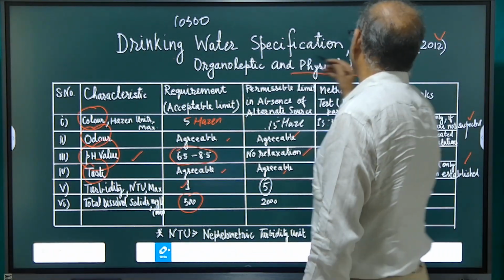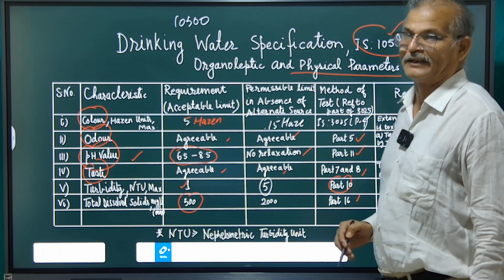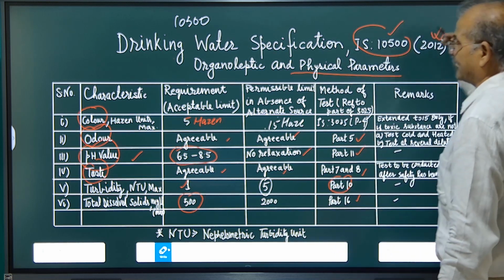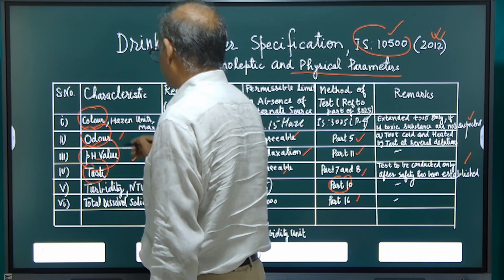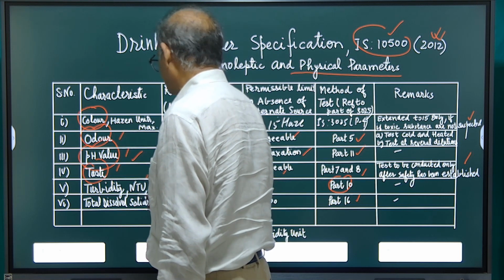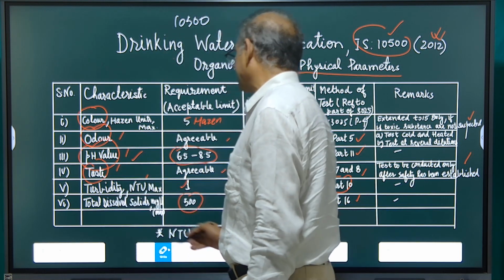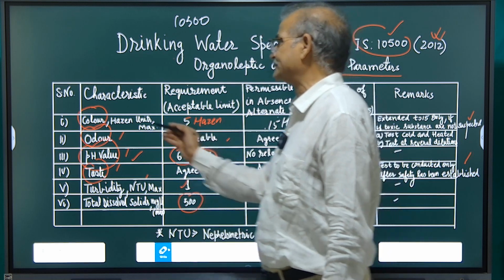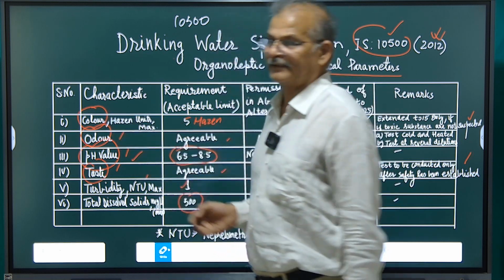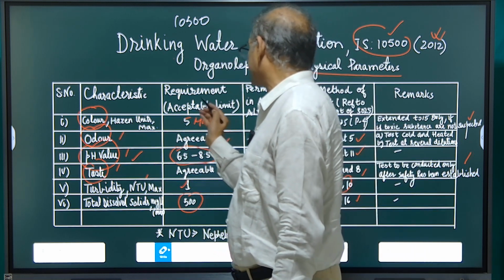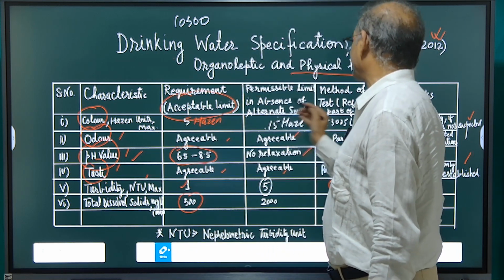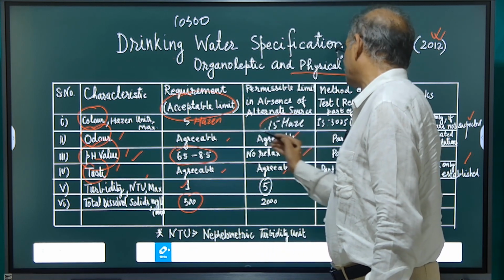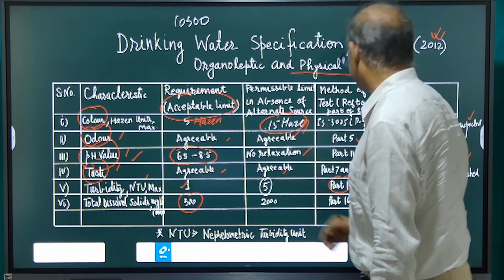The drinking water specification is given in IS 10500:2012. The parameters are color in Hazen units, odor, pH value, taste, turbidity in NTU maximum, and total dissolved solids. In today's lecture, we will be studying about the color. The acceptable limit is 5 Hazen. The permissible limit in absence of an alternate source is up to 15 Hazen.